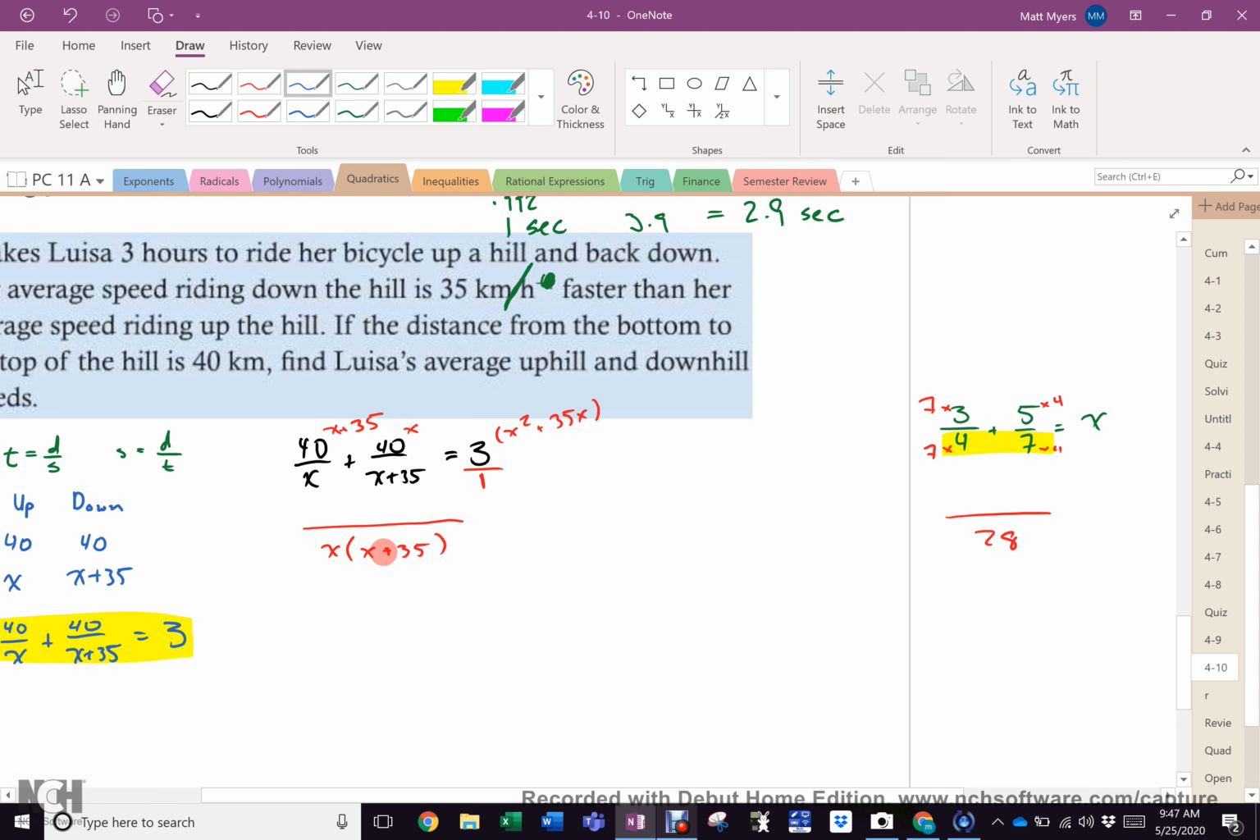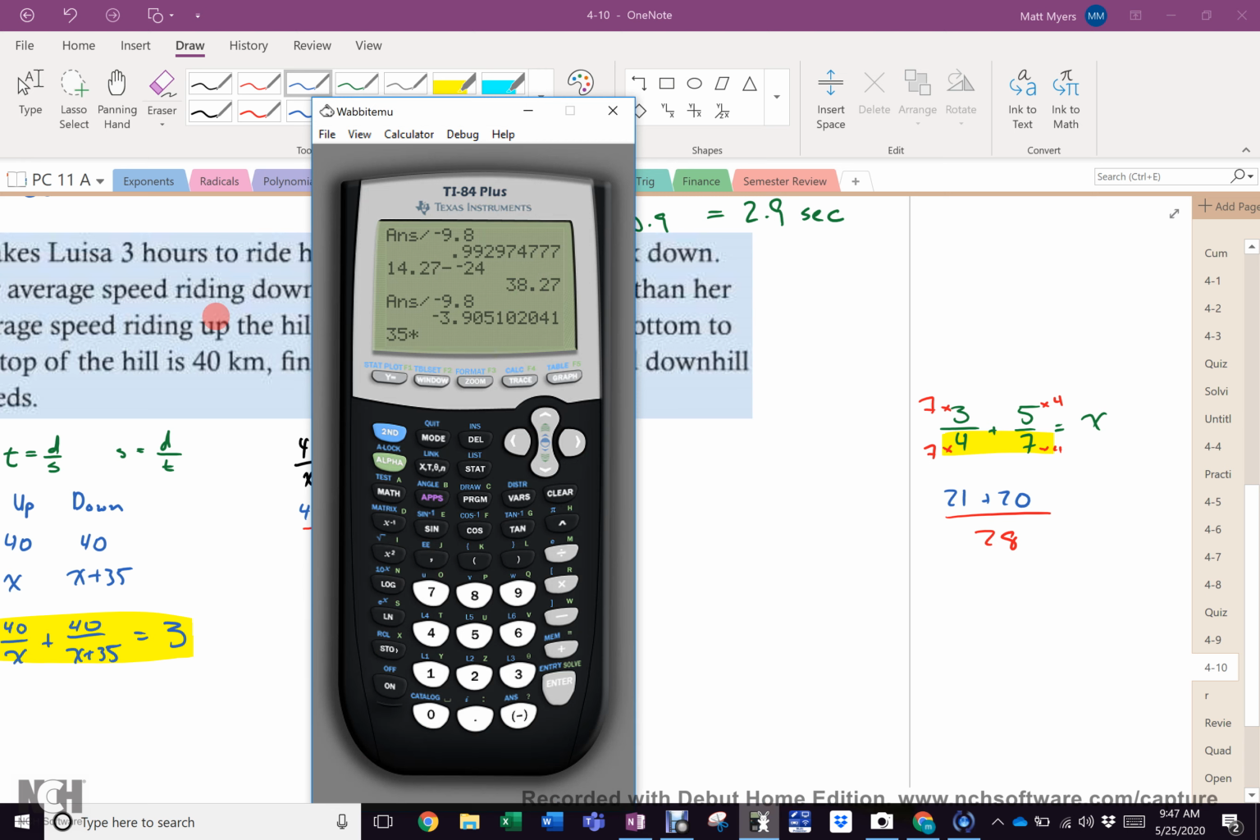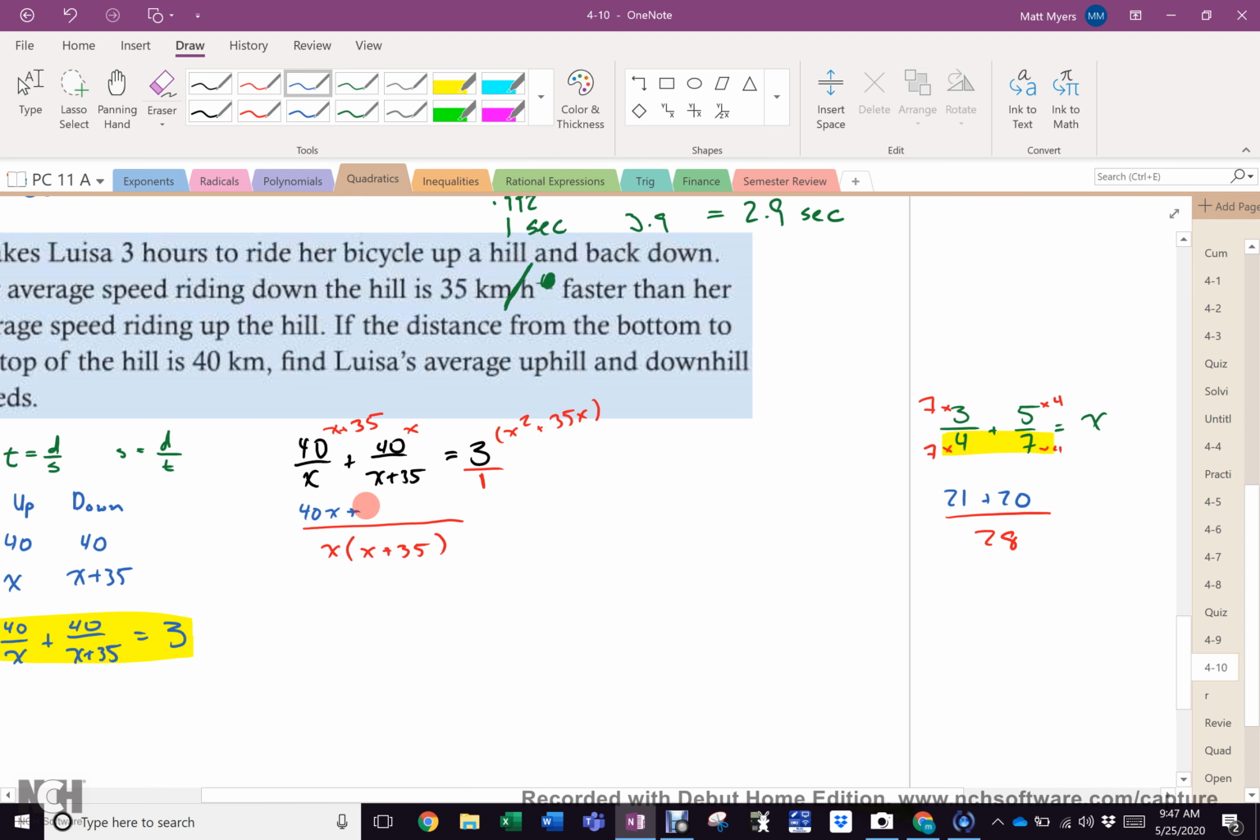Now, what do I have? If I'm back over here, I had 21 plus 20, right? Did I care about the denominator anymore? No. So over here, I have 40x plus 35 times 40 is 1,400. 35 times 40. 1,400 plus 40x equals 3x squared plus 105x. And then I don't care about the denominator anymore, because I only care about finding x.